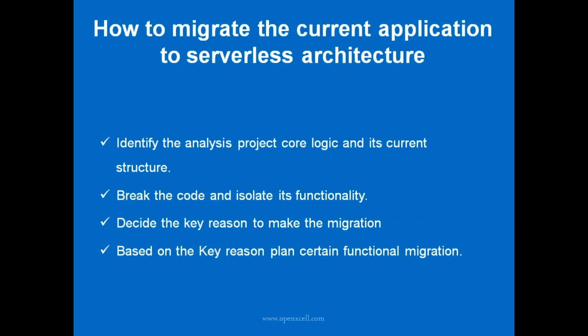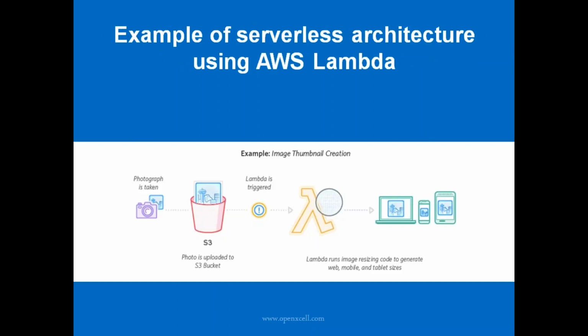I'll show you one diagram. This will help you to understand how serverless architecture can help you resolve the problem. I'm right now using Amazon Lambda as the hosting provider example to demonstrate how to isolate the image processing feature and make the same a microservice.